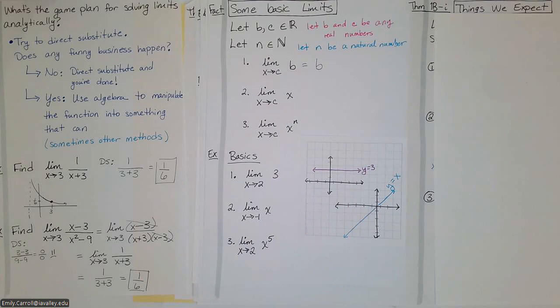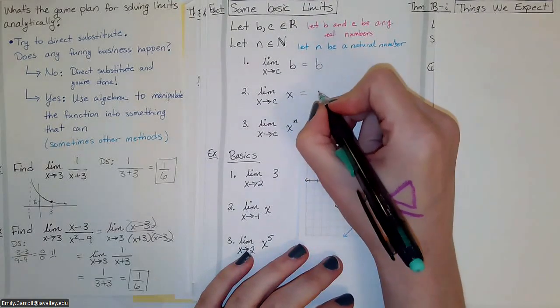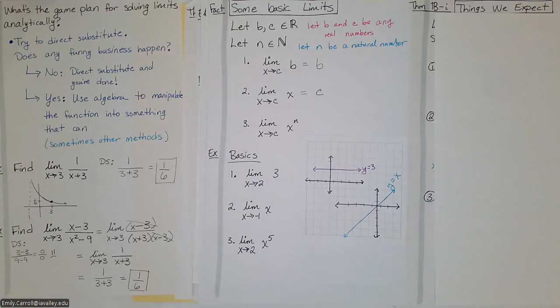How about the limit as x goes to c of just a plain old x? Well, can I direct substitute c into the function y equals x? Sure I can. When x goes to c, the x just becomes c. So plainly, that would be c.